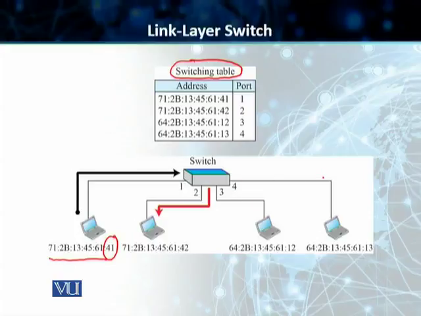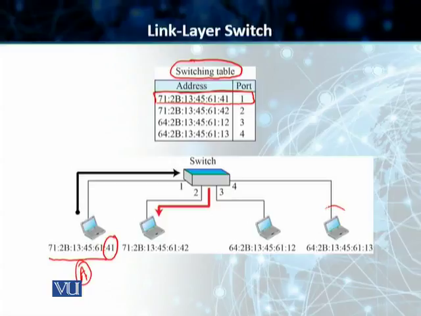So you may ask, a switch is an intelligent device, then why is it broadcasting this data through all the output ports? Students, the reason is that in the first instance, because it's a new switch and we've got new connections, the switching table is completely empty. So when A sends the data to this switch, it will broadcast the data out of all the output ports, but it will create an entry in its switching table to say that 71:2B:13:45:61:41 is station A, and it is connected to port 1 of this particular switch. So that entry is created.